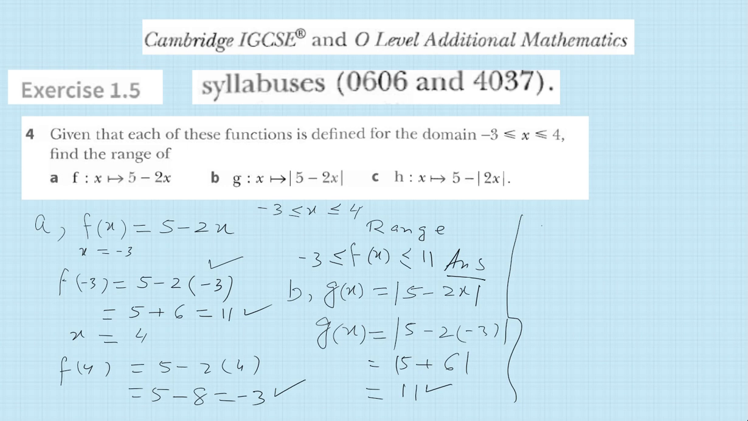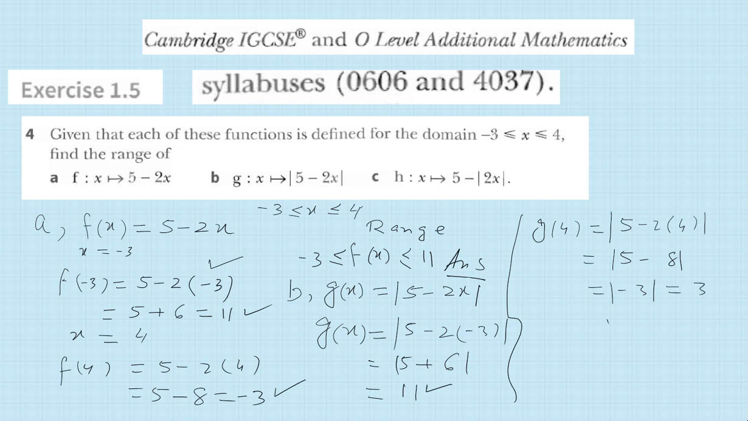So if I put g of 4 in the function, so 5 minus 2 into 4, 2 4s are 8, 5 minus 8 is minus 3, and the absolute value of minus 3 is plus 3.